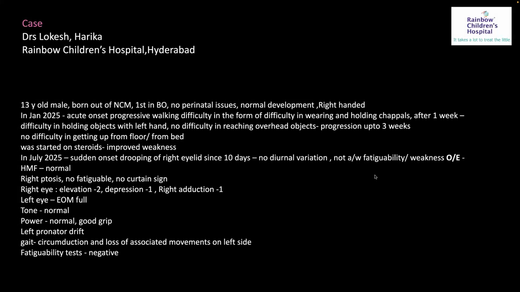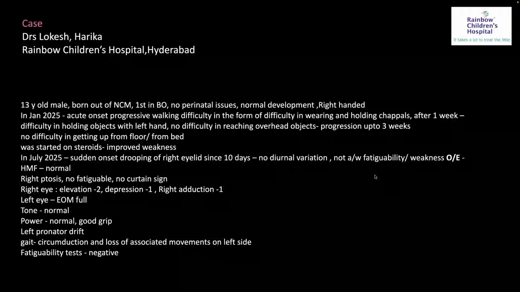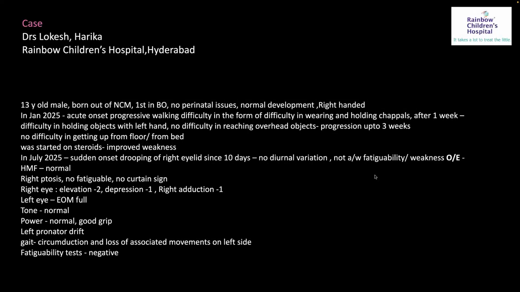There was improvement in weakness. So this child was treated in another country. And in July 2025, they observed sudden onset drooping of right eyelid for almost 10 days with no diurnal variation and no fatigability or any further new onset weakness. When we examined, there was right eye ptosis with no fatigable signs and no curtain sign. There was restriction of eye movements in right eye, elevation of -2 and depression of -1, and right side adduction of -1, whereas left eye movements were normal. The left hemiparesis now has only left pronator drift with mild circumduction gait and loss of associated movements on left side.